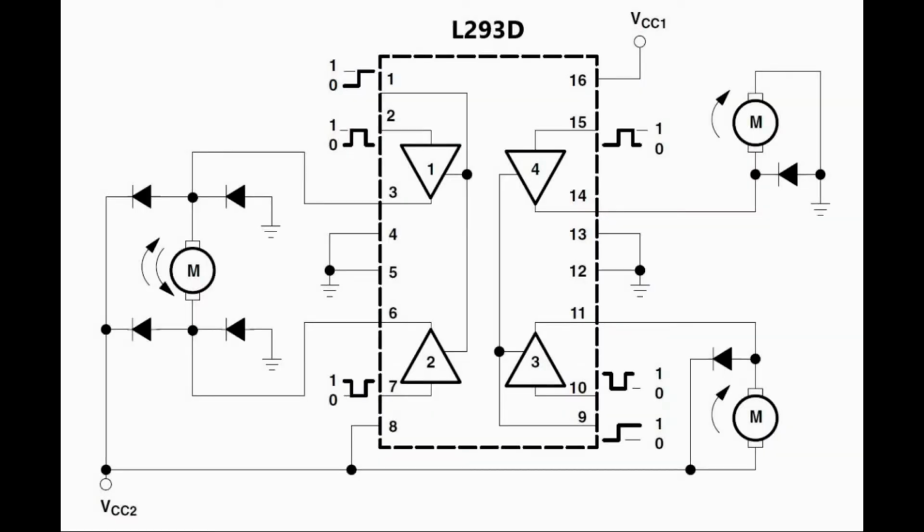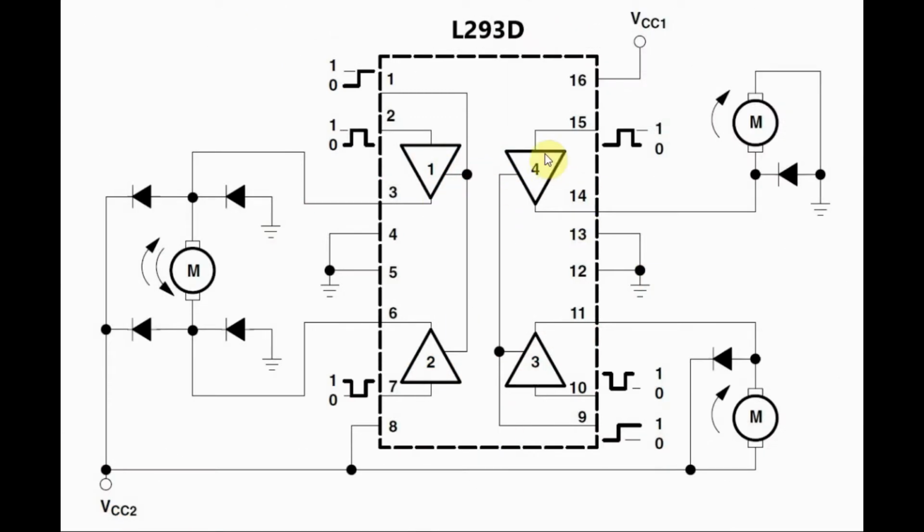The L293D is a quadruple high current half-H driver, which is designed to provide bidirectional drive currents of up to 600 mA at voltages from 4.5 to 36 volts. This IC is designed to drive inductive loads such as relays, solenoids, DC and stepper motors.